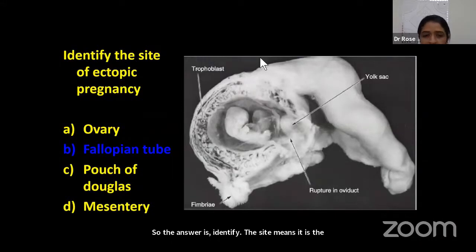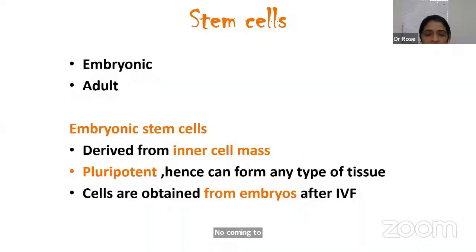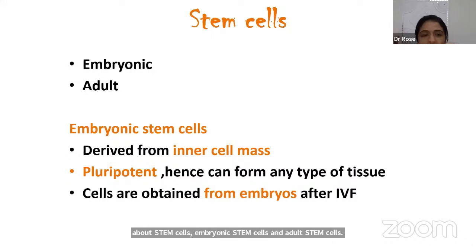Now, coming to something about stem cells. Embryonic stem cells and adult stem cells. These are again some of the questions which are asked recently. Embryonic stem cells are actually derived from the inner cell mass, the cell mass which are giving rise to the embryo.